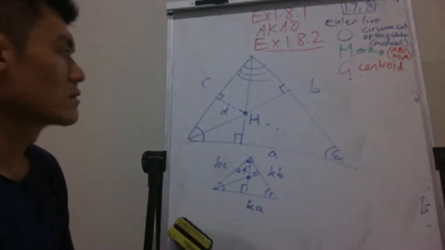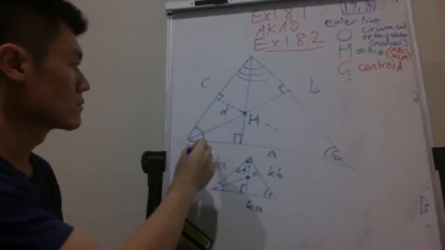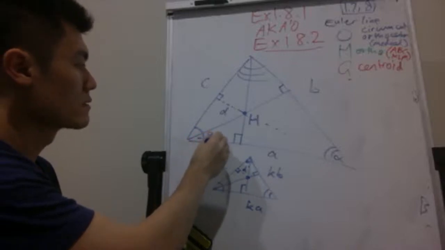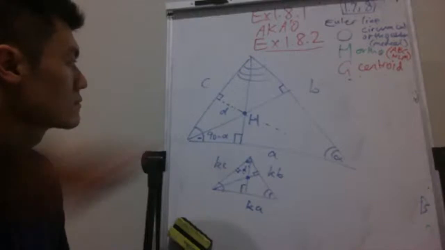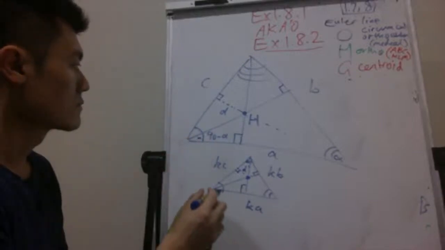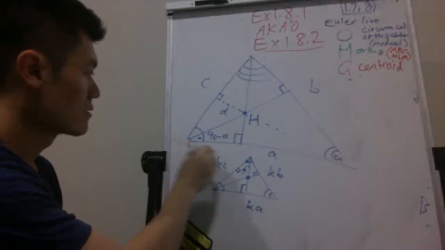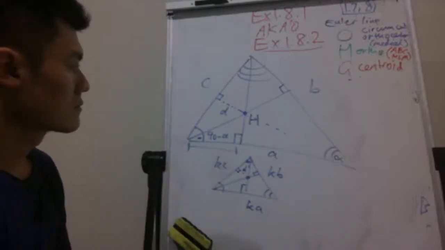So this angle never changes, because this angle is always 90 minus alpha. And we know this scales with that side, because it's based on the cosine of the angle. So this length here scales. Then if that scales, since this angle never changes, this side will scale.